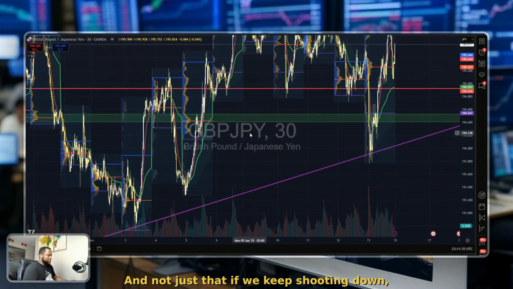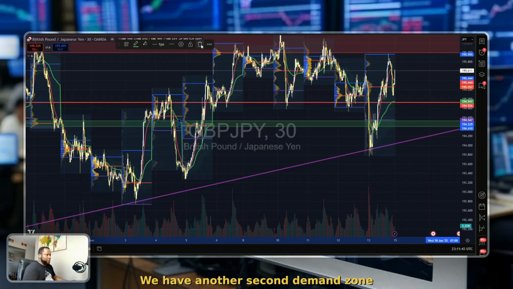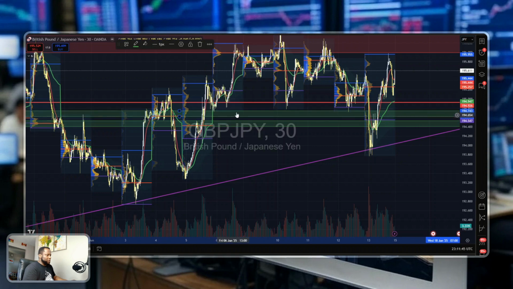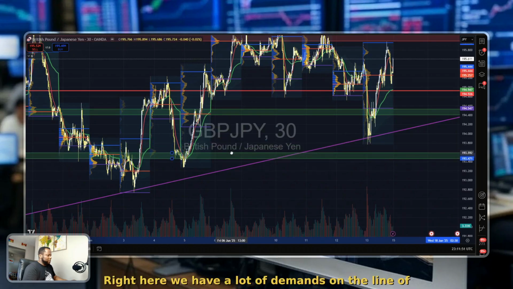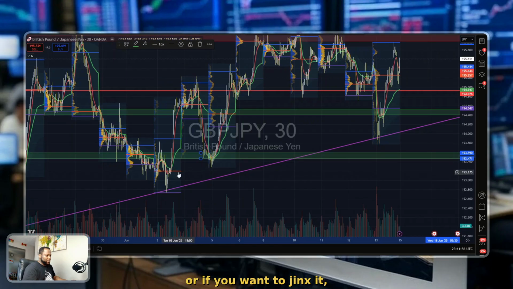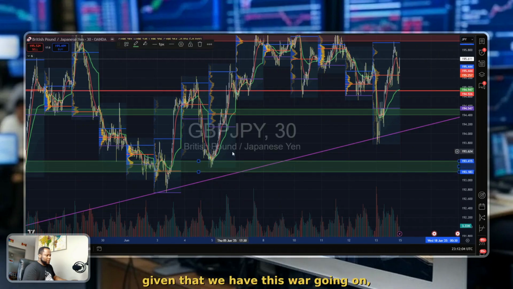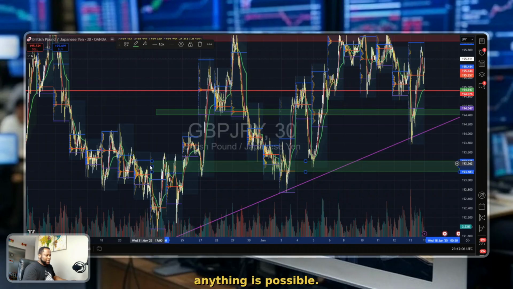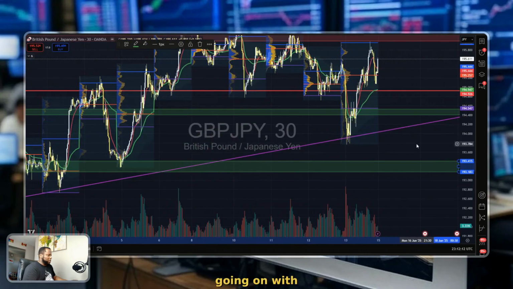And not just that, if we keep shooting down, we have another demand zone here. Okay, we have a second demand zone, which we can use. Right here, we have another demand zone at 193.47, which is a great zone. Or if you want to jinx it, you want to come to 193.22. Am I saying price is going to come all the way down here? Not very sure, but given that we have this war going on, anything is possible.